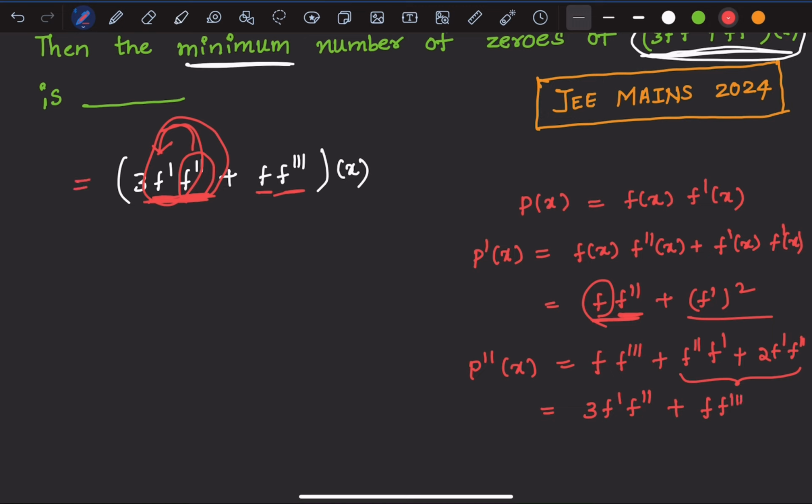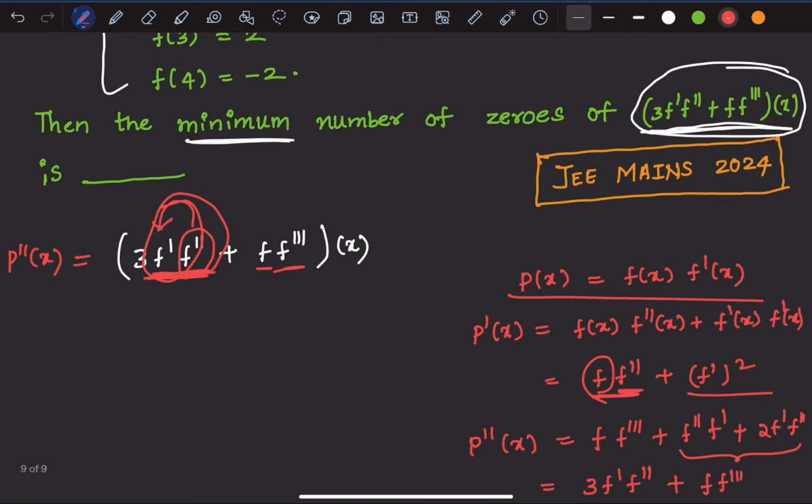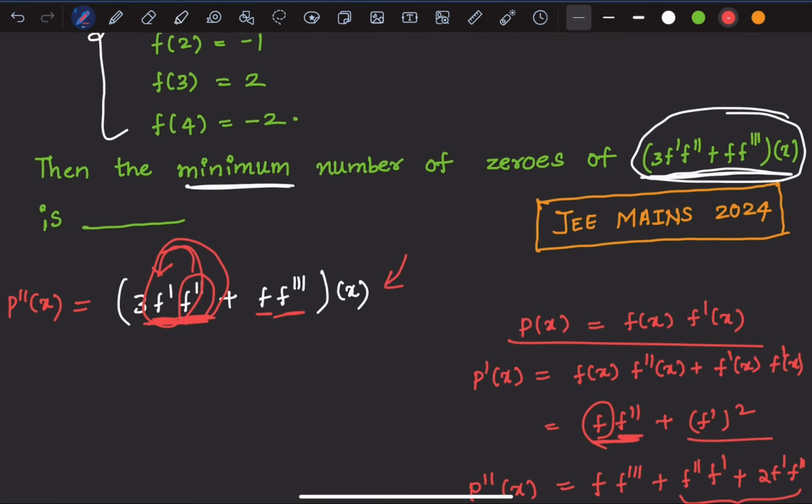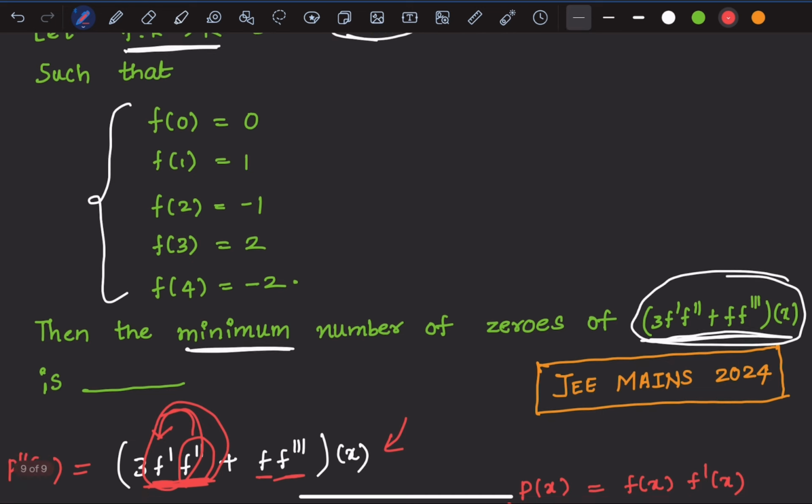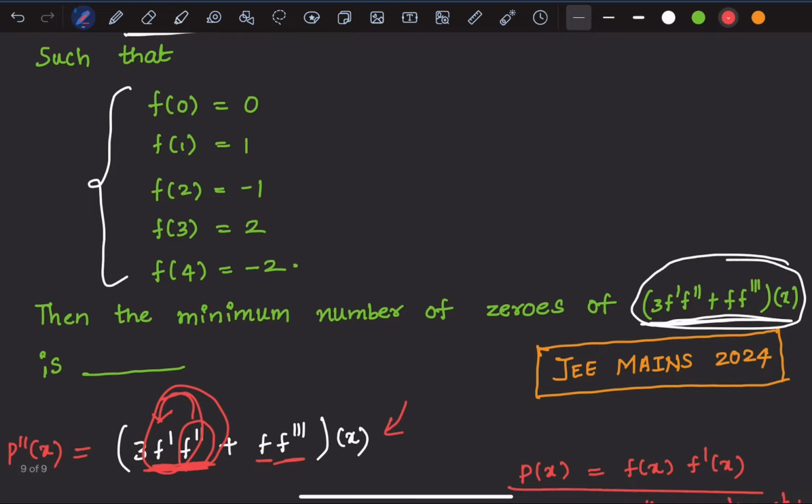Therefore this function is simply p double dash of x, where p of x is f of x multiplied by f dash of x. So now we know what this function is. Let us go back to the question and see what they're asking for. They're asking us to find the minimum number of zeros of this function.